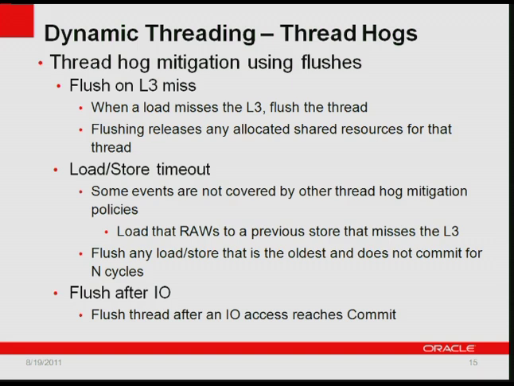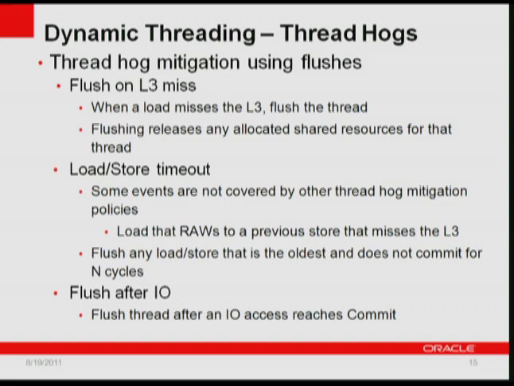The final category I'm going to discuss involves using flushes. We use this technique when we detect that a thread has reached a condition that it's not going to make forward progress in a significant amount of time, and that it would be more efficient for that thread to release all of its shared resources so that the other threads could take advantage of them. So for example, if you have a load and the load misses the L3, we know that that L3 miss is going to take a significant amount of time to be serviced, so we go ahead and we flush that thread. By flushing that thread, we release all of the shared resources allocated to that thread. Other threads can take advantage of them at that time.